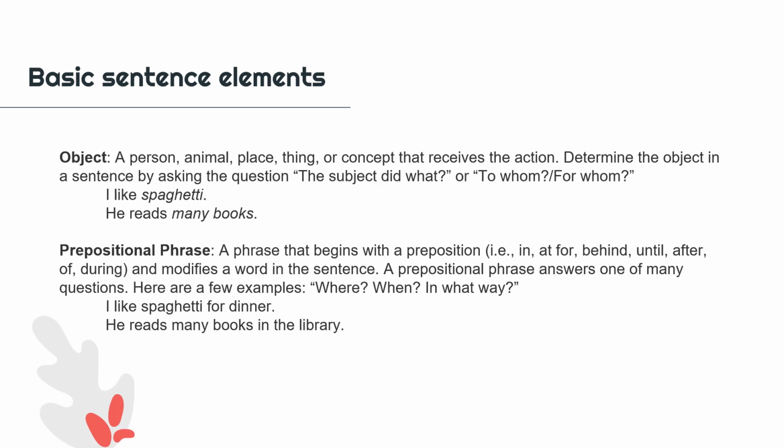Object. An object is a person, animal, place, thing, or concept that receives the action. Determine the object in a sentence by asking the question, the subject did what? Or to whom? Or for whom? For example, I like spaghetti. What do I like? Spaghetti.